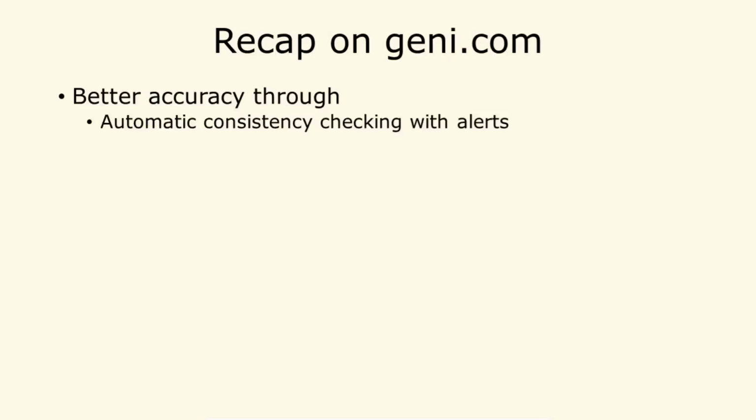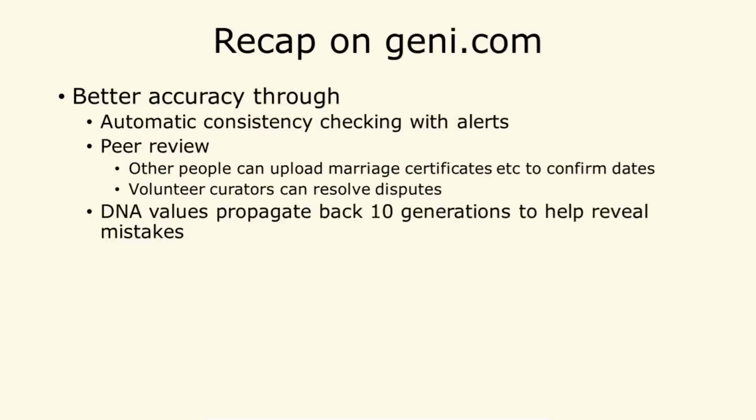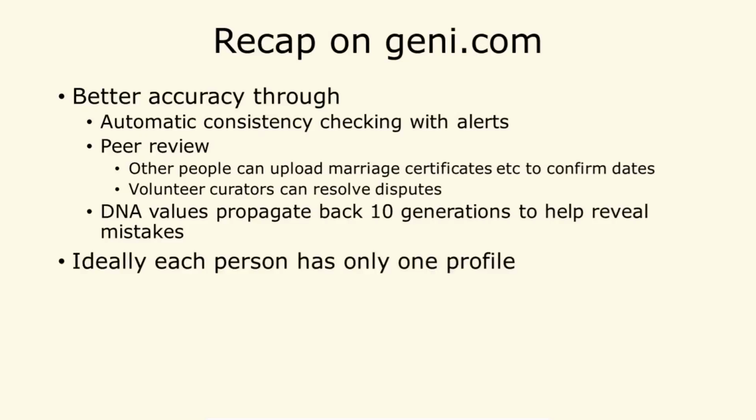Now to recap the benefits of using Geni for our family tree research. We get better accuracy through automatic consistency checking and the alerts that come from that. We get peer review, where other people can join discussions about the details of a particular profile. Other people can upload their own certificates and other documents to confirm dates and other details. Volunteer curators can resolve disputes between contributors. The DNA values propagate back 10 generations to help reveal mistakes.